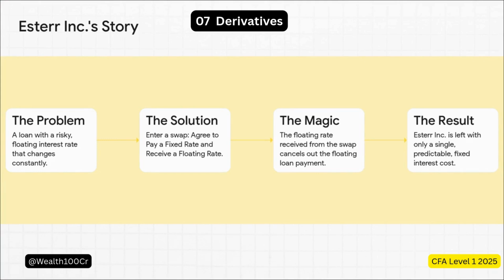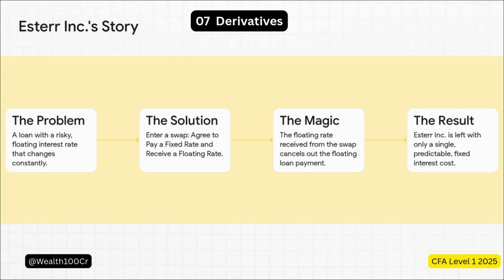Now, step 1. Esther Inc. has a big problem. They have taken a big loan from a bank. And the interest they have to pay on this loan, it keeps changing. One month it is high, next month it is low, just like the price of tomatoes in the market. This is very risky for a business, no? How can they plan? So, step 2, they find a solution. They make a swap agreement with a bank. They agree to pay a fixed rate of 2.05%. And in return, they will receive a floating rate from the bank.